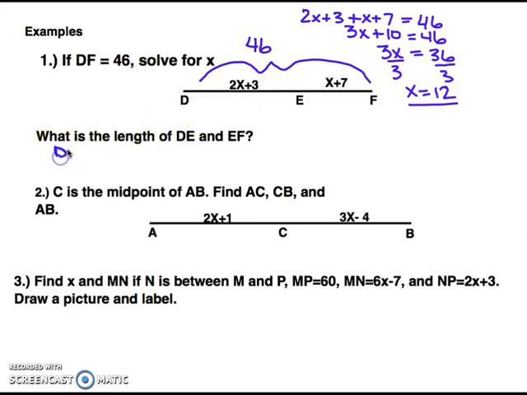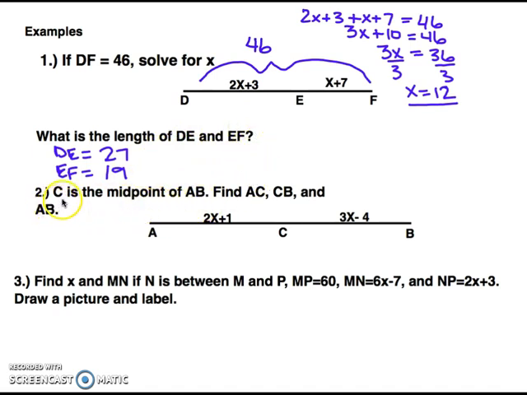So DE would be equal to, if we plug the 12 back in, 12 times 2 would be 24, plus 3 would give us an answer of 27. And EF, again, we're going to do the same thing. So x is 12. So if we plug that in, 12 plus 7, then we get the answer of 19. So that's what you should have for your answers there.